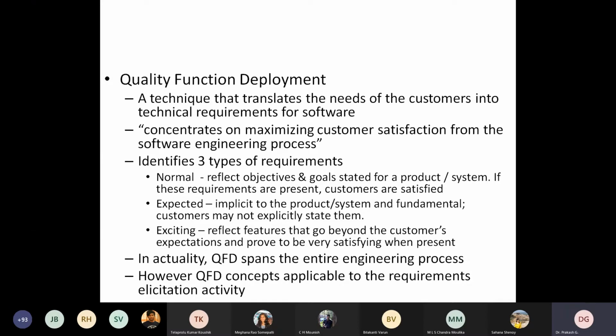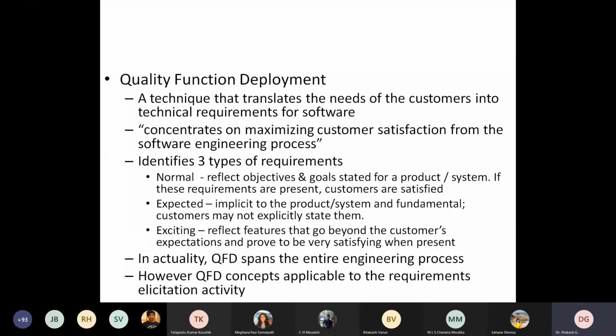That is what I told you just now. It is the normal requirement. Normal requirement means, generally, if you are discussing with any customer related to your project, related to the software which you are going to develop, normally there are some standard requirements. We can also call it standard requirements, which will reflect the objectives and goals for the particular system. If these requirements are available, the customer is satisfied. So this is a generic requirement which we have to consider.